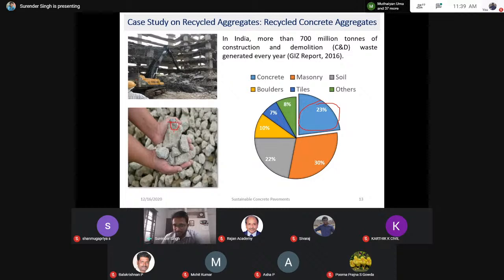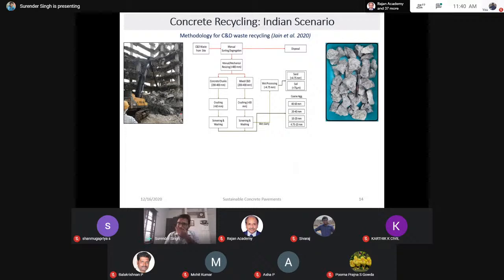Because I don't have the aggregates, can't I get the aggregates out of it? You will be thinking, right? Can I get the aggregates out of it and use it for construction of new buildings? Then we have to see. So normally anywhere in India, what is happening? Once the building is demolished, we remove the steel first. We remove the plastics, we remove the other waste. And then it comes to the crusher plant.